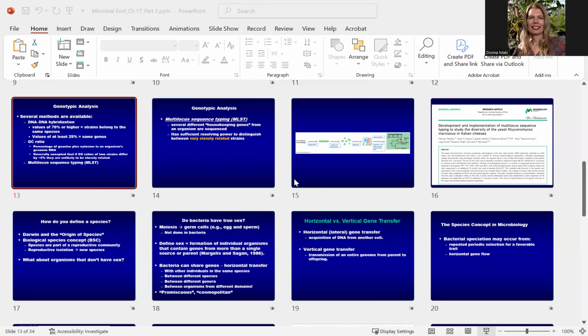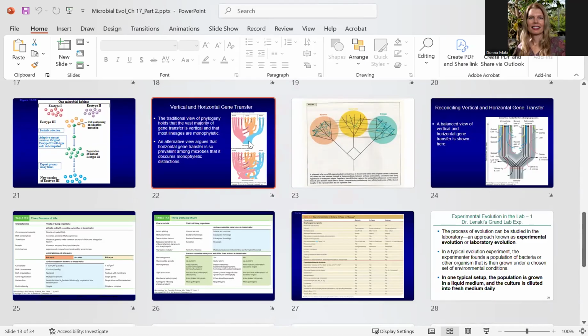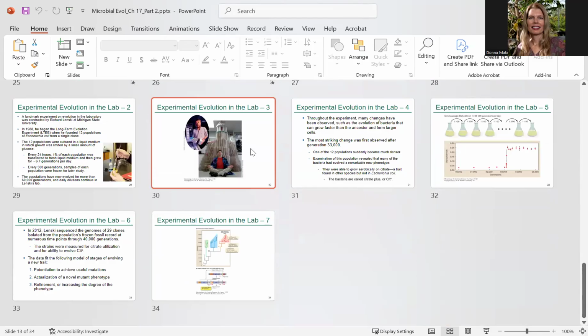Other questions on this? How microbes have their version of sex, that definition, I would like you to know. The one that Dr. Margulis and her son Dorian Sagan came up with. Since they don't have sperm and egg, we have to think about it a little differently. And then don't forget to think a little bit about Dr. Lenski's experiment. That was a big deal.